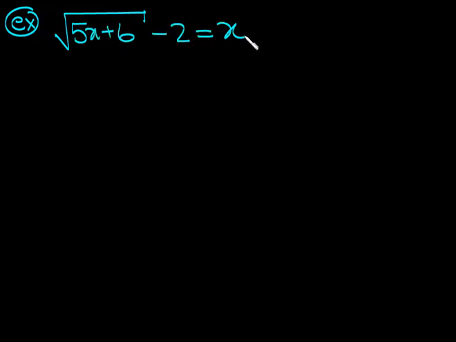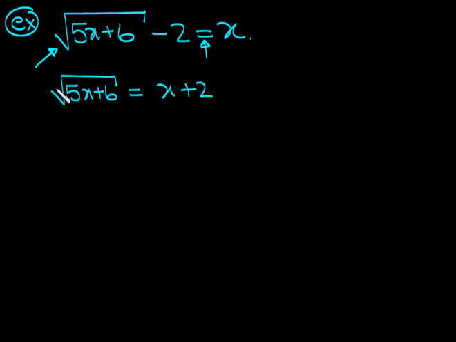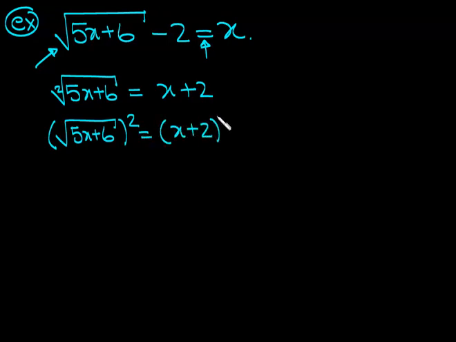So let's do one more problem. Okay, just to show you the variety here. So we have square root of 5x plus 6 minus 2 is equal to x. Once again, I have an equation with radical in it, so I need to isolate the radical. So I get square root of 5x plus 6 is equal to x plus 2. Because the index of the radical is 2, I'm going to raise both sides to 2. So we get 5x plus 6 squared is equal to x plus 2 squared.